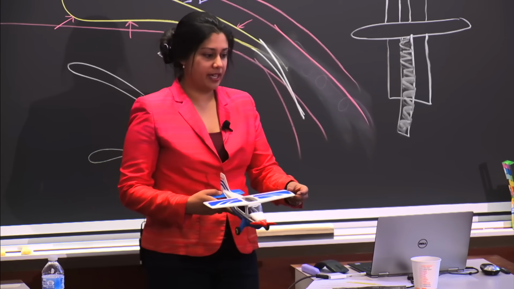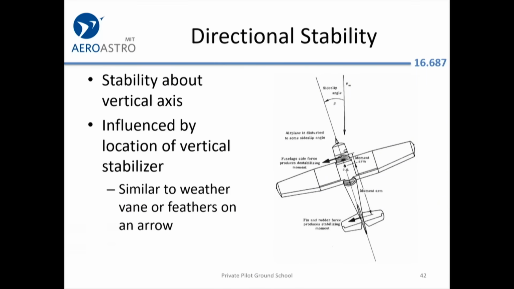And then finally, there's stability about the vertical axes. Generally, this is going to be kind of fixed for the given aircraft that you're in, but you can affect it as you design an aircraft.